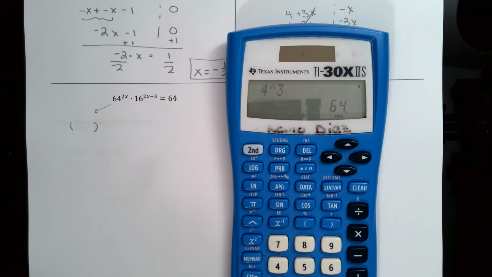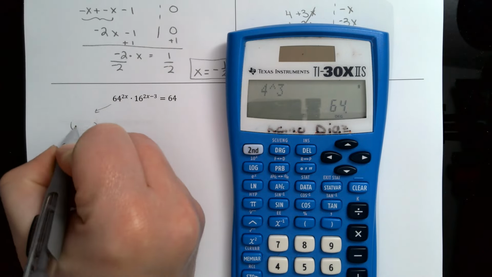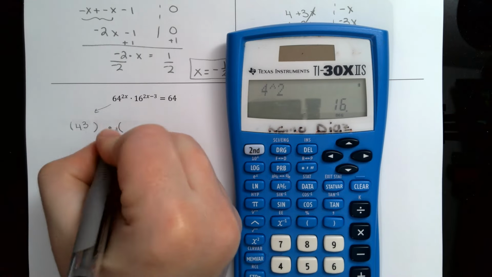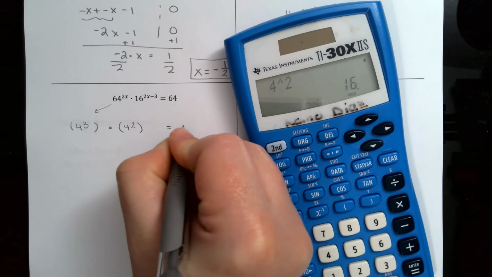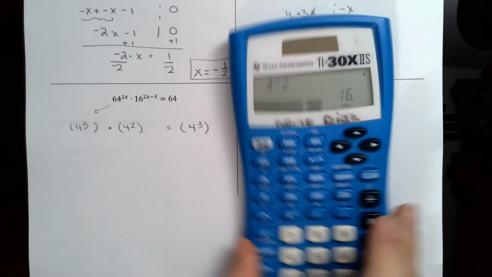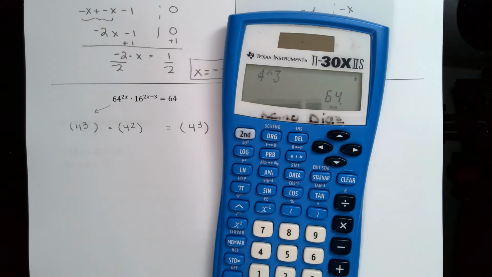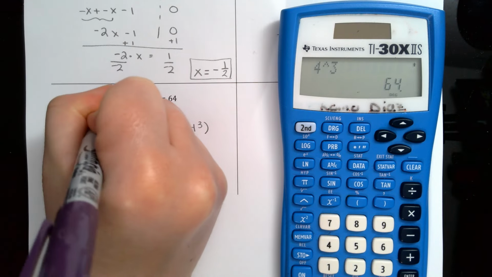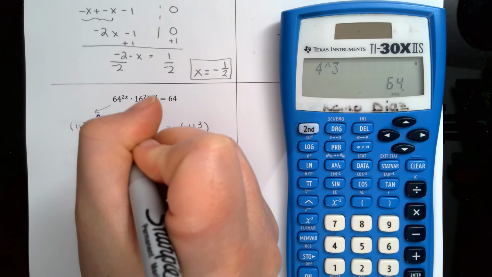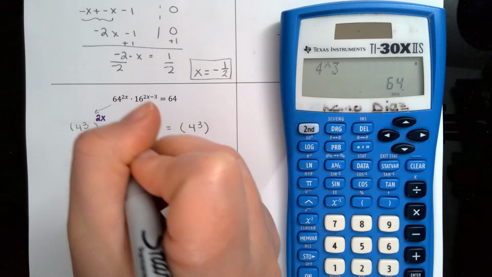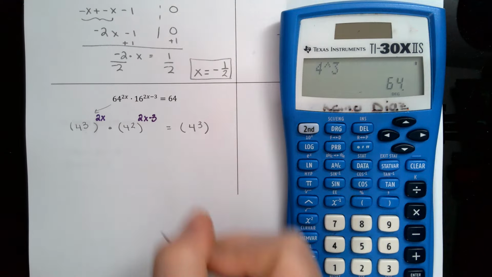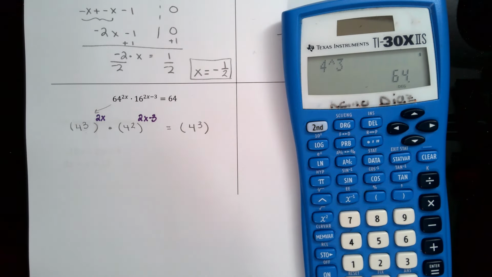You don't have to use the base of 4. You can use the base of 2 as well. So for 64, I get 4 to the power of 3. For 16, I had 4 to the power of 2. And for 64, I had 4 to the power of 3. Now remember, if it has an exponent on the original, then you have to write it on the outside of that parentheses. So in this 64, I had a 2x as an exponent that's going on the outside of the parentheses. Here for 16, I had a 2x minus 3 as an exponent. Here, I did not have an exponent on the outside.